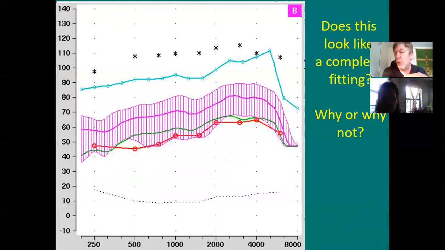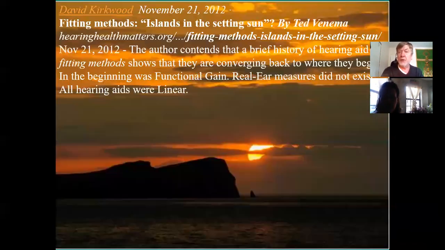DSL, now 1. What they're all seeking, even though they have different philosophies, is to make sure that soft speech is barely audible, average speech is comfortable, and loud speech ain't too loud. And they're trying to map it into the dynamic range. And if you can do this, who needs fitting methods? Because that's what they're trying to do.